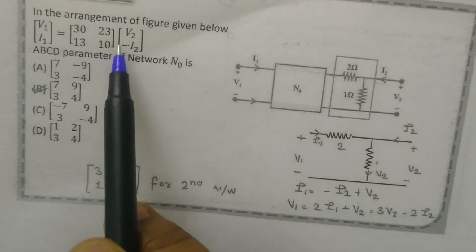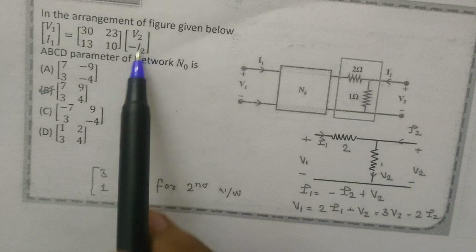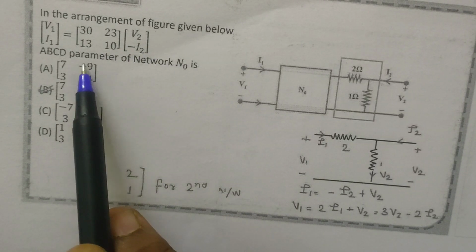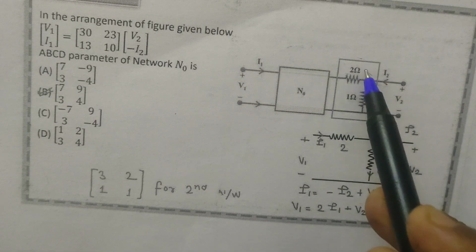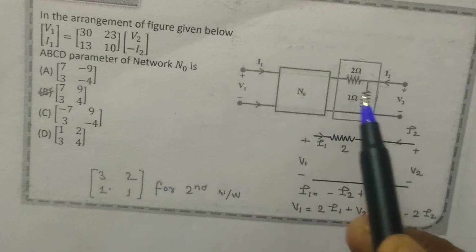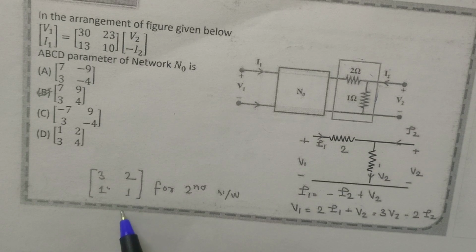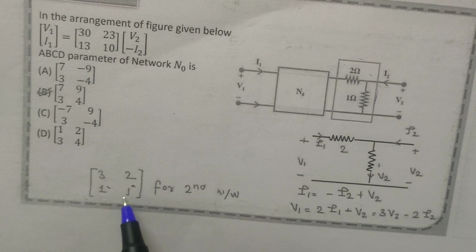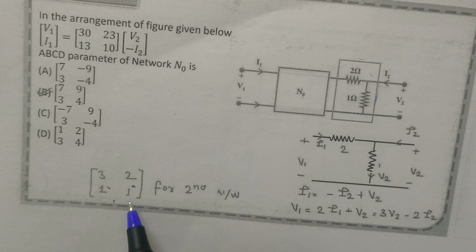In this question, he has given V1 in terms of V2. He is asking to find out ABCD parameters. In this network, first consider only this network. For the second network, you will get Z parameters as 2 plus 1, 3, 1, 2, 1, 1.